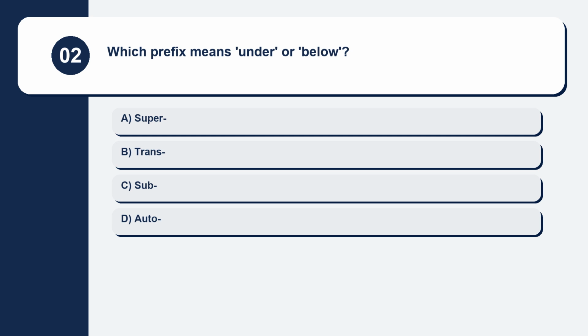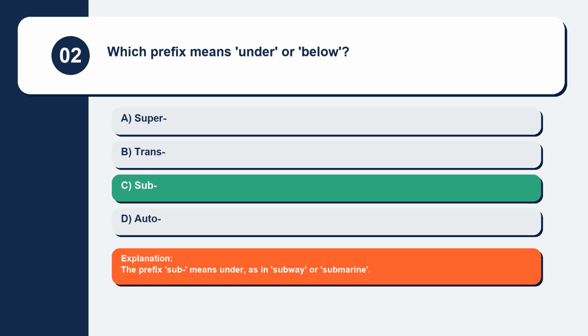Question 2. Which prefix means under or below? Super-, trans-, sub-, auto-. The prefix sub- means under, as in subway or submarine.